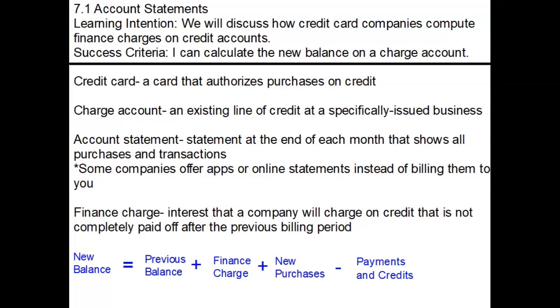Section 7.1 is all about account statements. So we're in Chapter 7, it's all about buying things on credit with credit cards and things like that. A credit card is a card that allows you to buy purchases or to buy things but pay later. And anytime that you have a credit card, you have an account statement that comes with that.